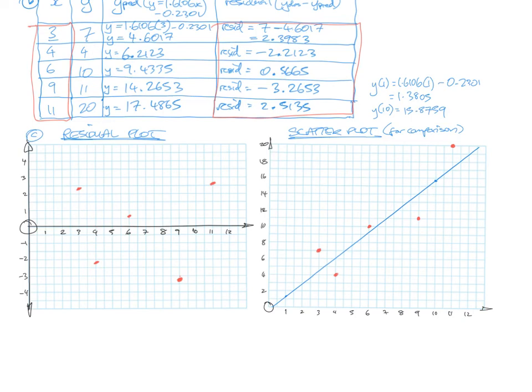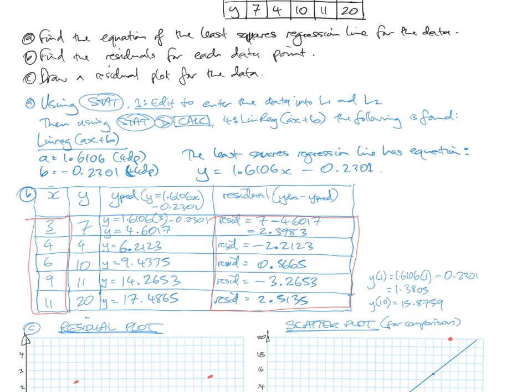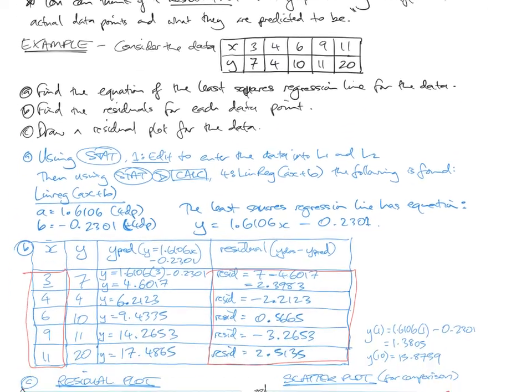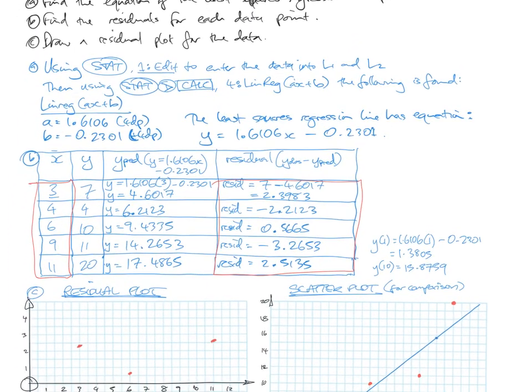So you can see here that this data point was quite a bit, like 2 and a bit, above the least squares regression line. This was 2 and a bit below. This one was only a little bit over half above the least squares regression line. This was quite far, over 3 below the least squares regression line. And this one was 2.5 over the least squares regression line. So that is a quick overview of what residuals are and what a residual plot is.